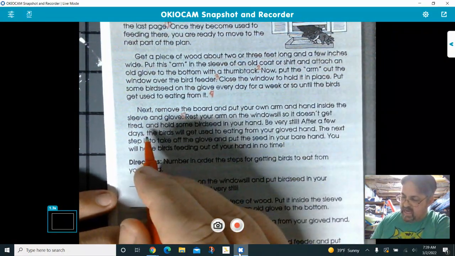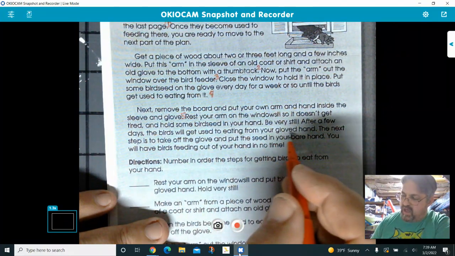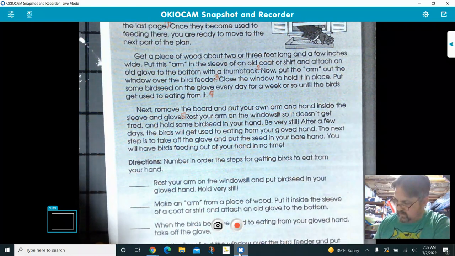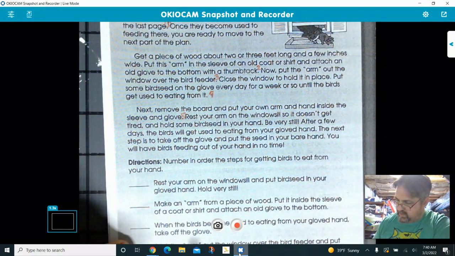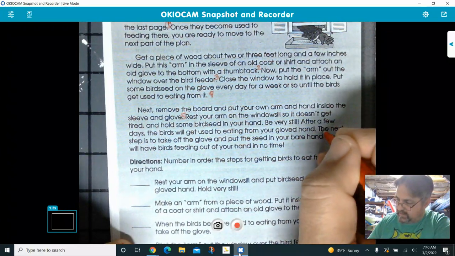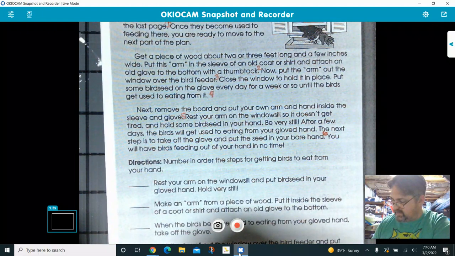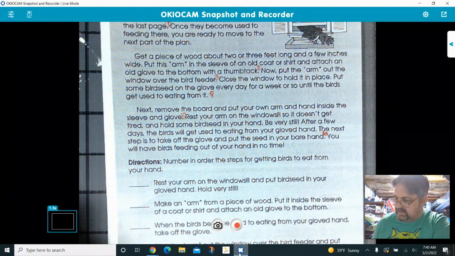Rest your arm on the windowsill so it doesn't get tired. Be very still. After a few days, the birds will get used to eating from your gloved hand. The next step is to take off the glove and put the seed in your bare hand. That'll be 6. 1, 2, 3, 4, 5, 6, 7. I listed 6 steps, but I've got 7 here.